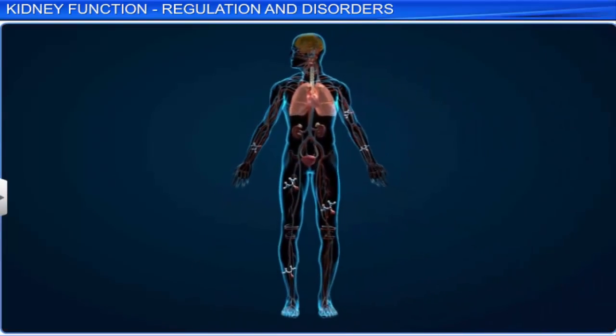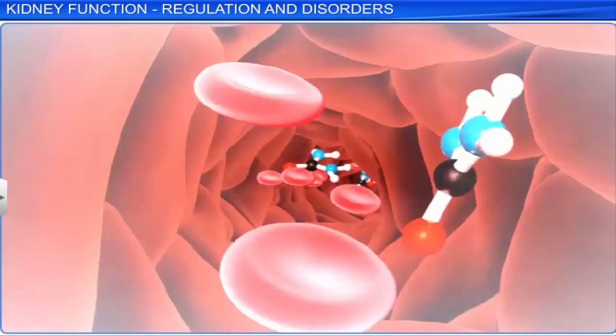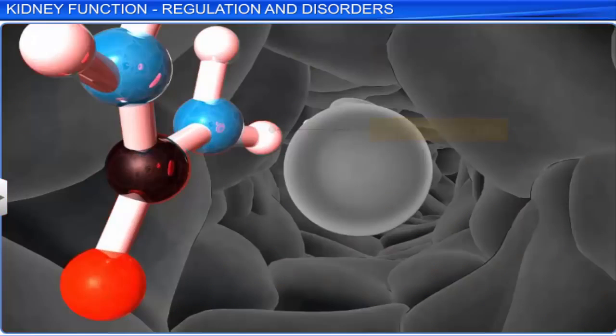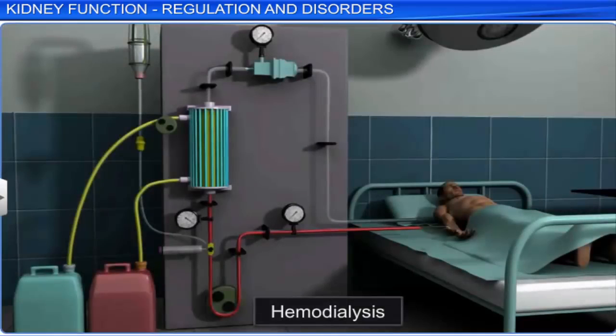The malfunctioning of the kidneys can also cause uremia, a condition where large amounts of urea accumulate in the blood. Uremia can even lead to kidney failure. A life-saving process for uremic patients is hemodialysis, wherein excess urea in the blood is removed.